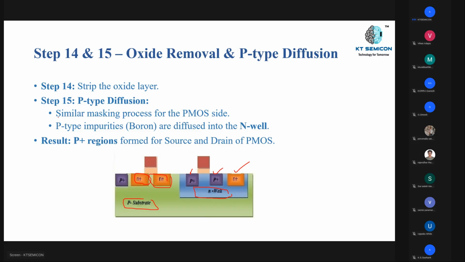P-type diffusion, a similar masking process for the PMOS side. So here we are having two sides, right? P-type impurities, boron, are diffused into the n well. So check here, and it results in the p plus regions for source and drain.